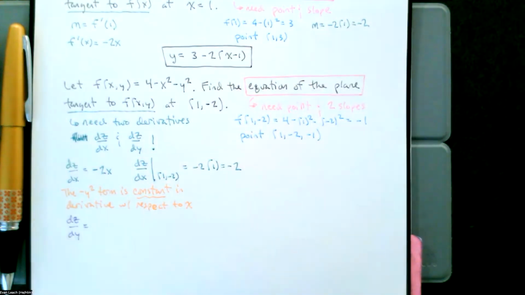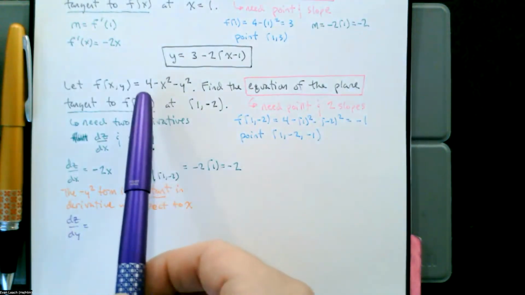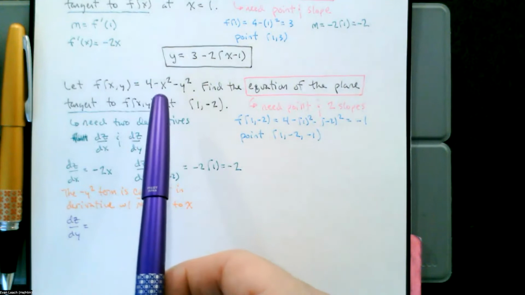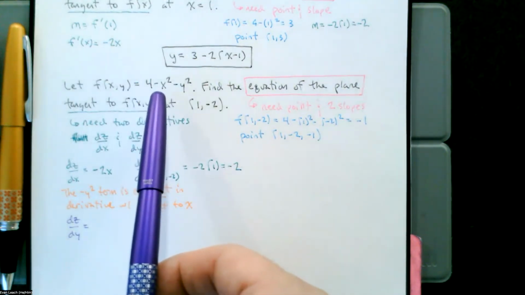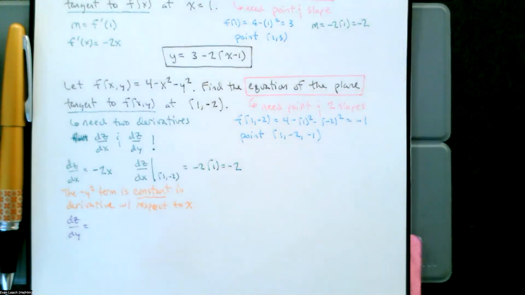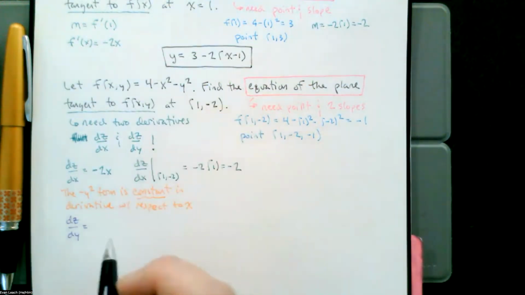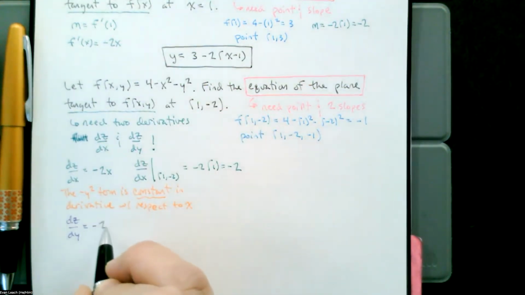And the thinking is going to go the same. 4 is constant. Now we're taking a derivative of z with respect to y. How does z change with respect to y? 4, that doesn't matter. Derivative of constant is 0. How are we going to look at this minus x squared when we're taking the derivative with respect to y? We're going to imagine the minus x squared as being constant. So the derivative of the minus x squared is 0. And so our derivative with respect to y is just going to be minus 2y.